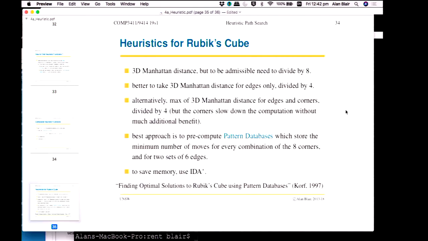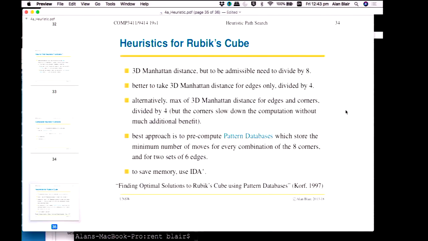So he said, okay, I'll take the corners, and if you give me a cube, I can look at the position and orientation of all the corners, and I can tell you exactly how many moves it would take to put all the corners into the right place. I can pre-compute this. I do this pre-computation for all of those 3 million states. I figure out exactly how many moves it would take to get the corners into the right place.